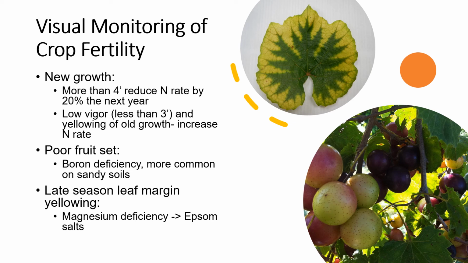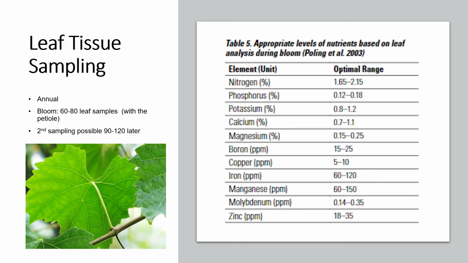So first we can just use what we're seeing in the field, but the other more concrete way to monitor if we're putting out enough fertility is to do leaf tissue sampling. And this is something that we really recommend growers do on an annual basis, just to try and head off if there are any deficiencies starting to develop and get those rectified or taken care of before we actually see those visual symptoms in the field.